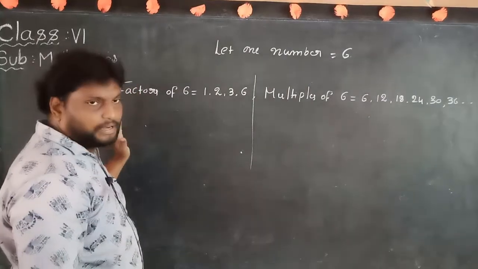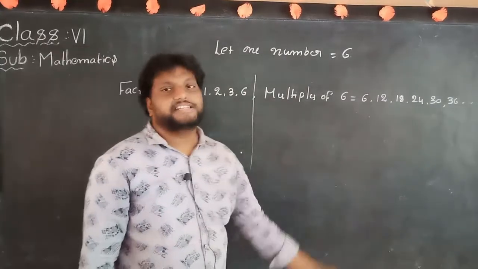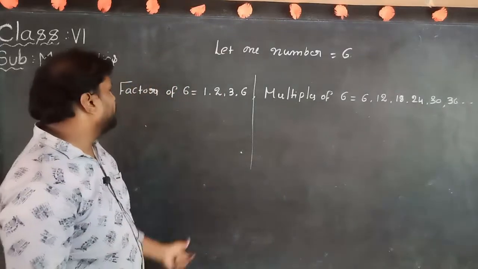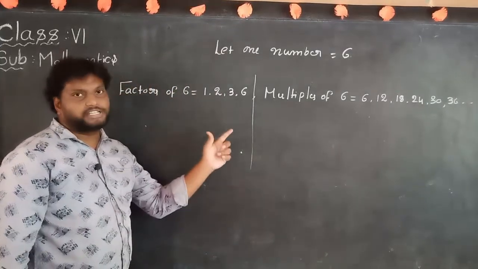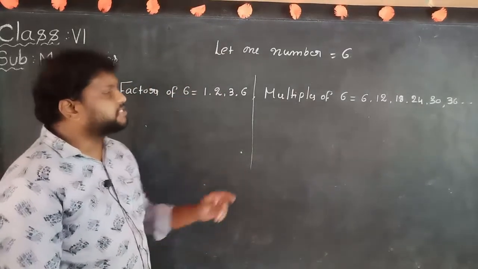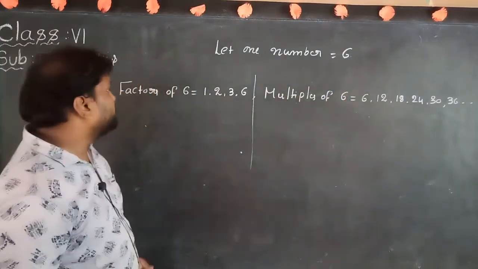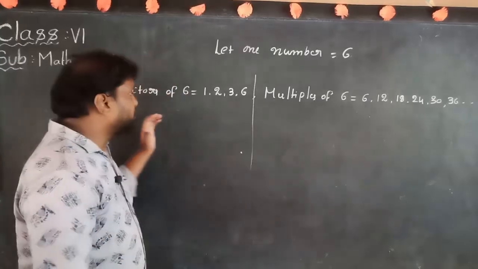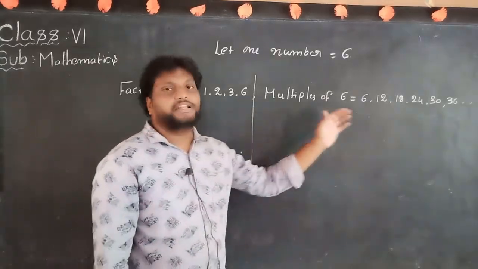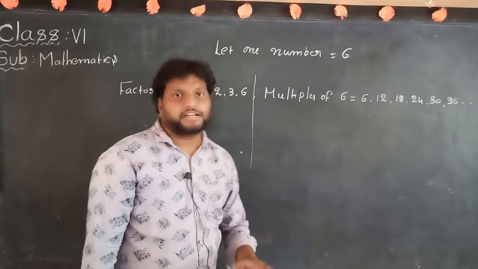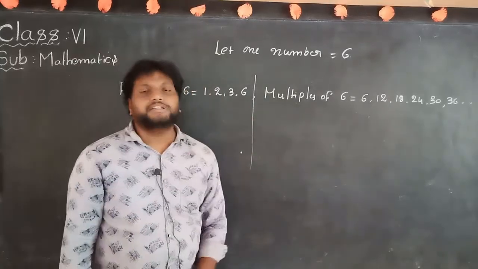Just observe. Here the left side is factors and the right side multiples, of the same number we have taken. Factors of 6 are 1, 2, 3, 6 only. The multiples of 6 are infinite. There is no end. That's why the difference between factors and multiples is that factors are finite and multiples are infinite for any number.